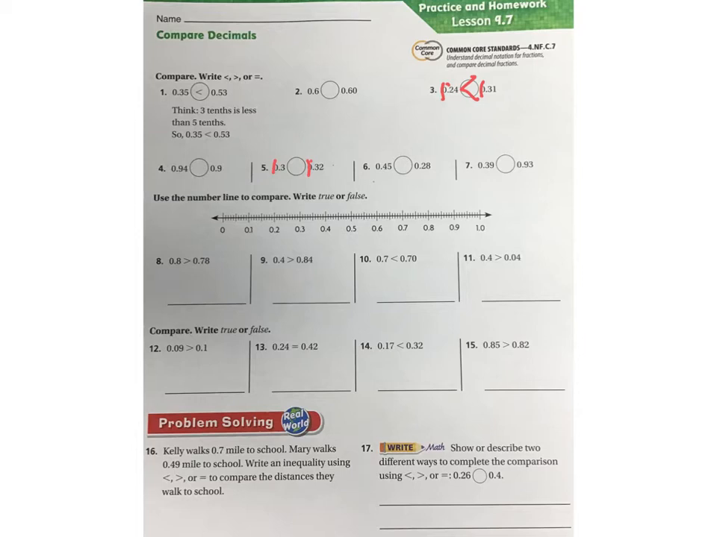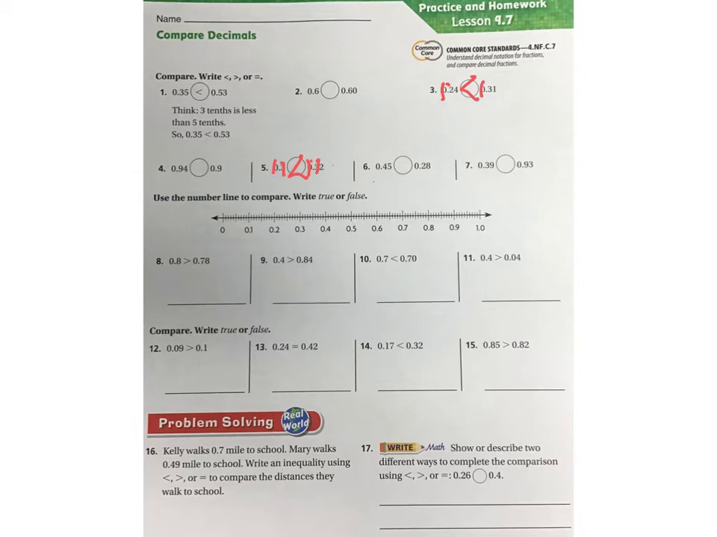We have 3 and 3. Those are the same, so cross those out. And then we have nothing and 2. What's bigger, nothing or 2? 2. So this one is smaller also. Remember, the smaller number eats the bigger number.